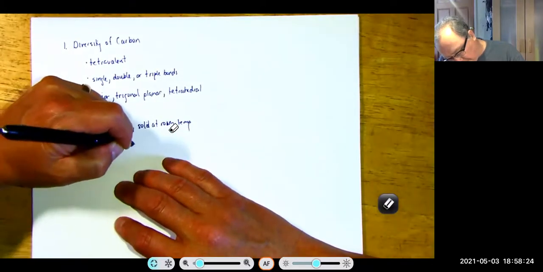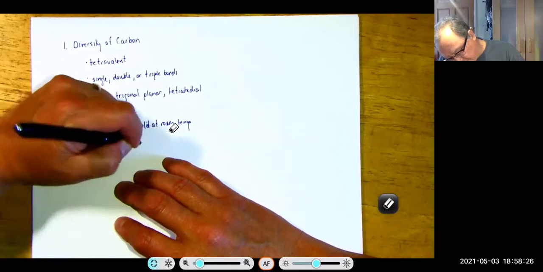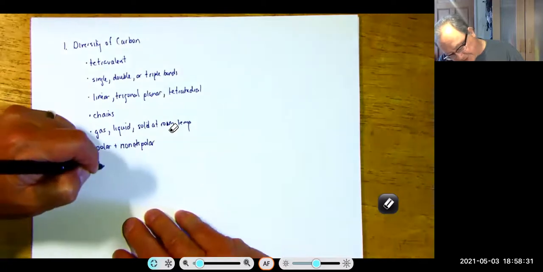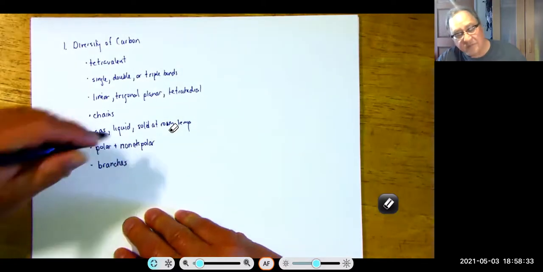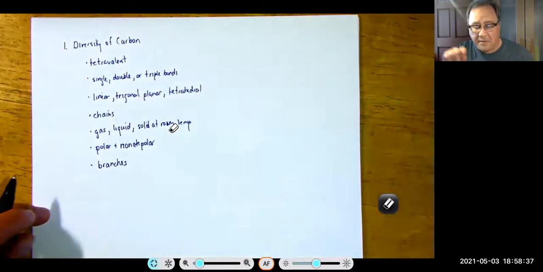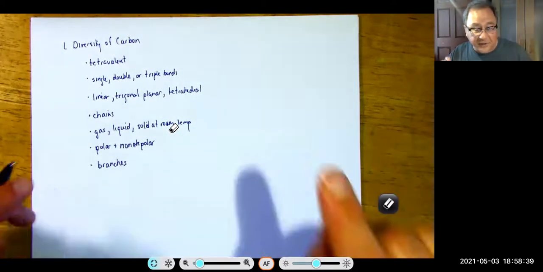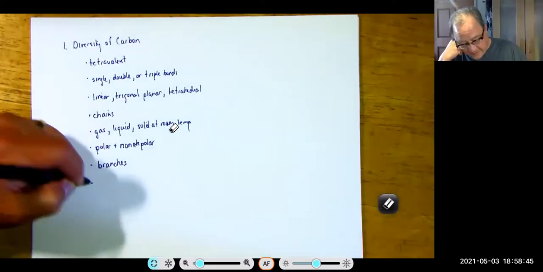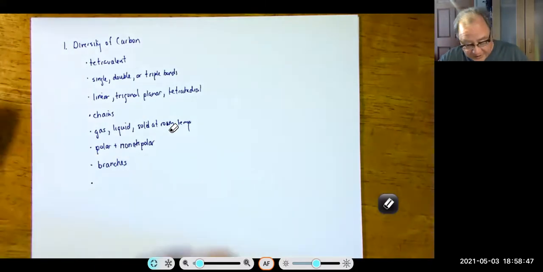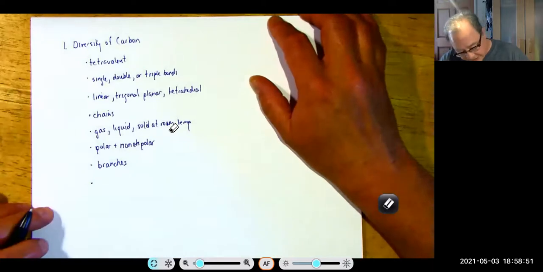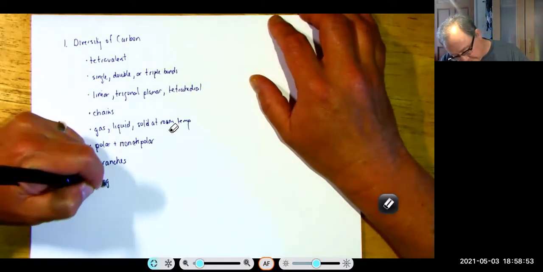How about something related to chains? Branches. It doesn't have to be carbon, carbon, carbon, carbon, carbon. It can be carbon, carbon, and then that carbon splits into three carbons, right? So that's hugely important. Another reason, which seems odd, for why there are so many different carbon compounds is that organisms make them.